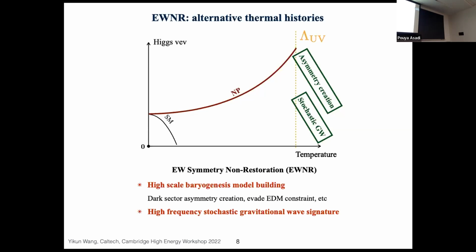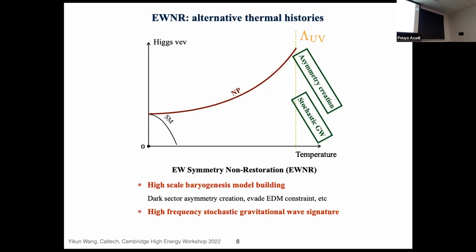For example, one benefit is the EDM constraint, right? One of the three conditions is CP violation, and people have difficulty building models for CP violation because it is strongly constrained by EDM. But now supposedly I only need CP violation at this very high scale. Now I scroll back down here, the EDM constraint will be naturally suppressed by this high scale here.